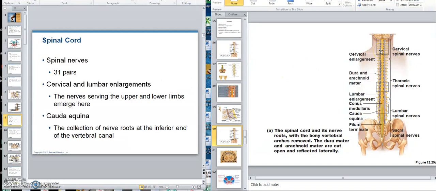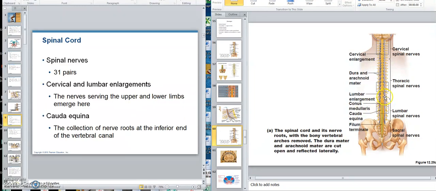Now, the reason the spinal cord needs to enlarge in a few areas is this. You need more nerves coming out. Think about it. Right up in here, you need nerves going to your arm. Okay? That's the cervical enlargement, up around the neck. The lumbar enlargement would help me send nerves to my legs. Okay? Serving upper and lower limbs. Okay? Cervical and lumbar. Because I need more nerves if I've got to go to my legs and my arms. The cauda equina I mentioned to you before.